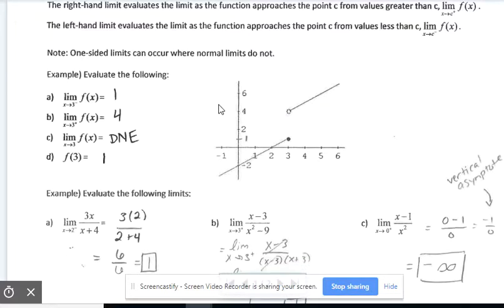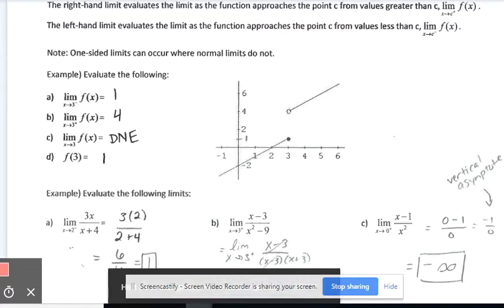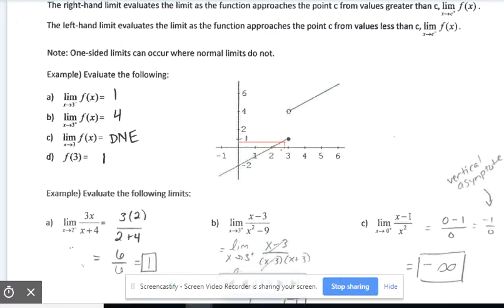All right, so we're going to evaluate the following. So first one, the limit as x approaches 3 from the left. So as our x values get closer and closer to 3, the corresponding y values are getting closer and closer to 1 from the left of 3. So that is why we have 1 right here.